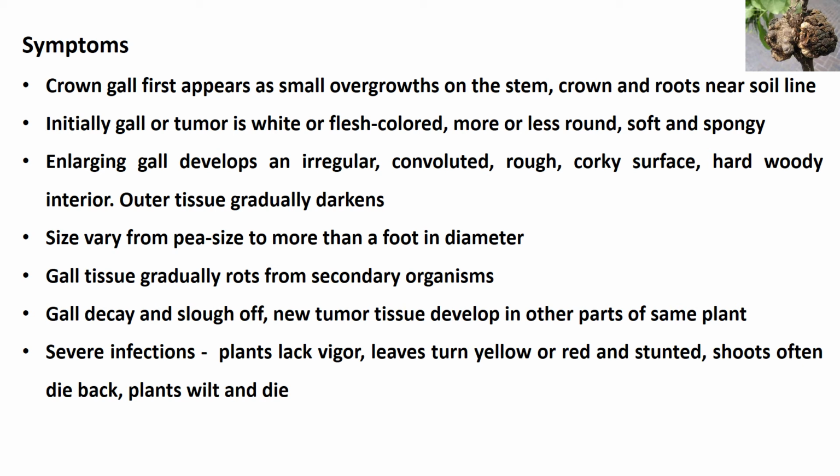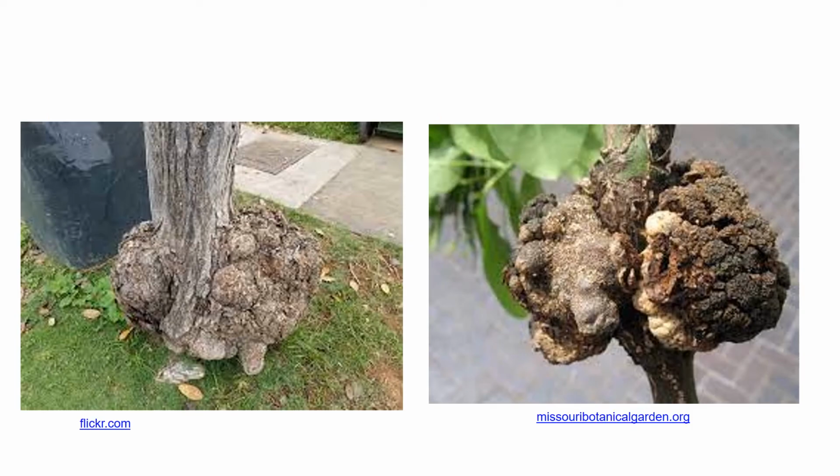In the case of severe crown gall infection, there will be lack of vigor in the plants. The leaves will turn yellow or red and stunted. Shoots often die back. The plants will wilt and die. This image shows plants with crown gall.